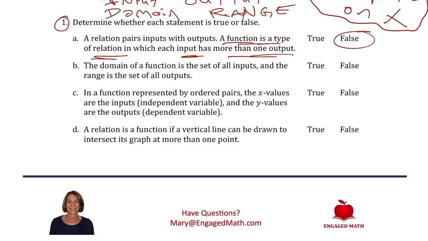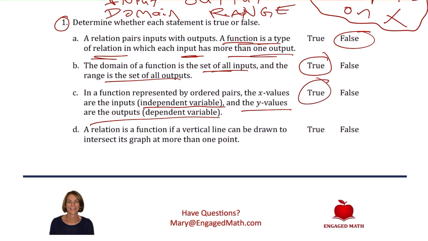B, the domain of a function is the set of all inputs and the range is the set of all outputs. True based on what we just discussed. C, in a function represented by ordered pairs, the x values are the inputs, the independent values, and the y values are the outputs, the dependent variable, which is true because the dependent variable is y, the independent is x.